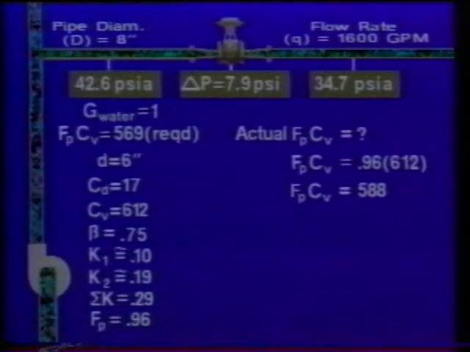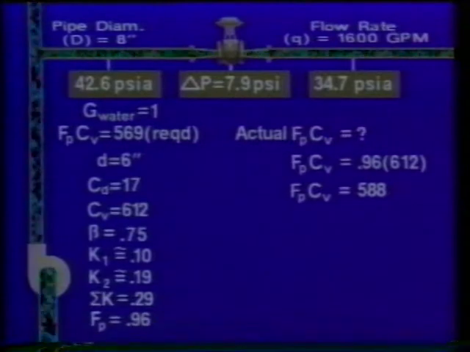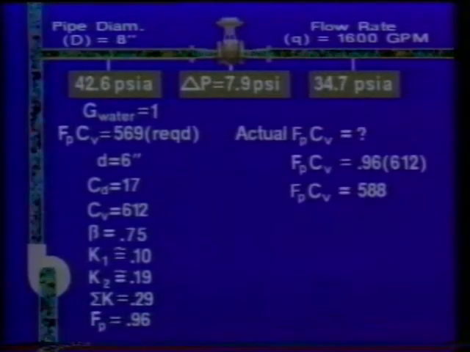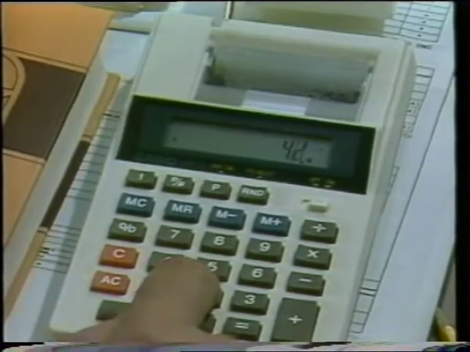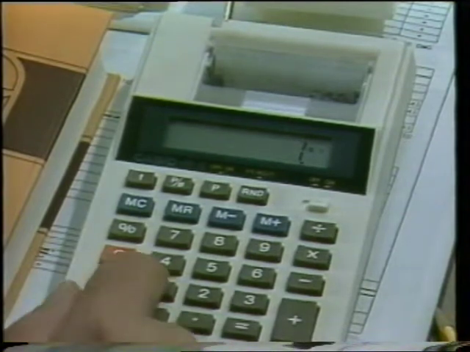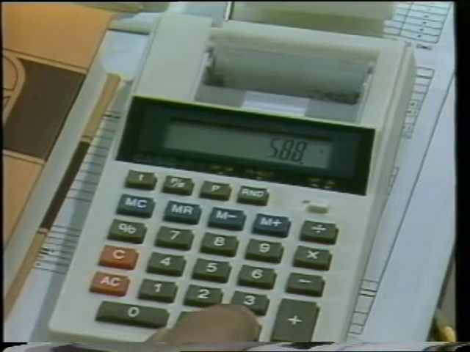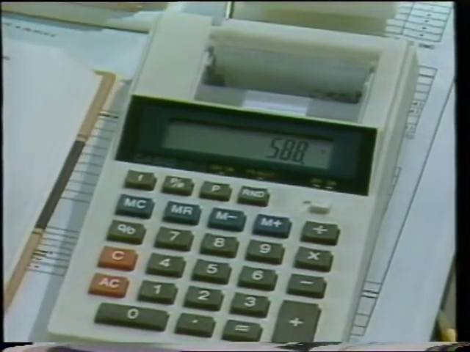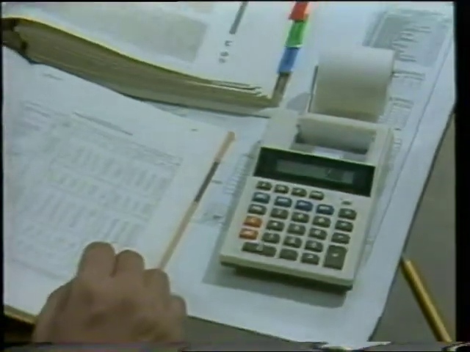Because the result, 588, is greater than the minimum required, 569, the 6-inch butterfly valve is a suitable choice for this installation. However, it's still necessary to determine if the installation will be subject to problems, such as cavitation. We'll look at one method that may be used to estimate when cavitation will occur.